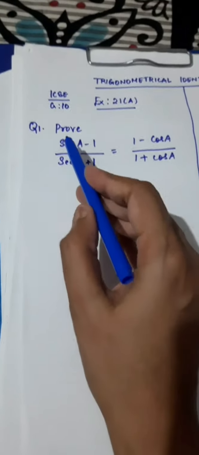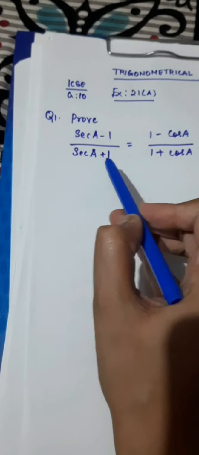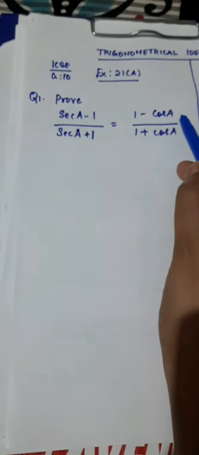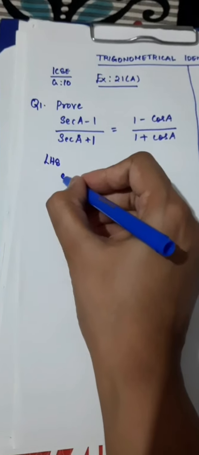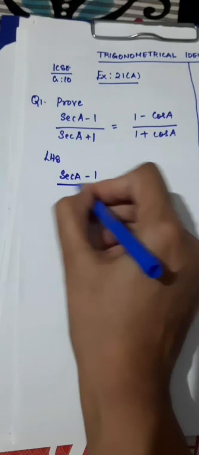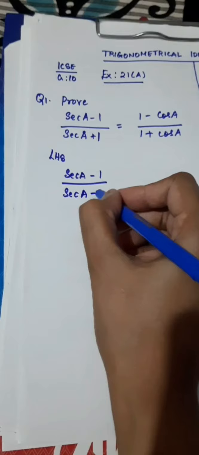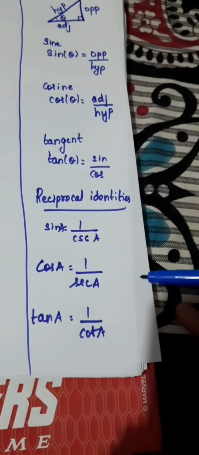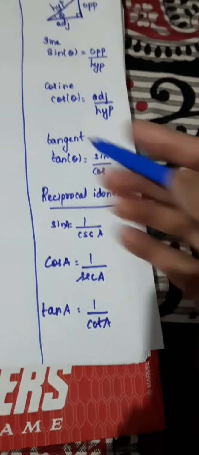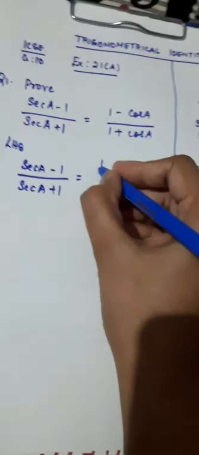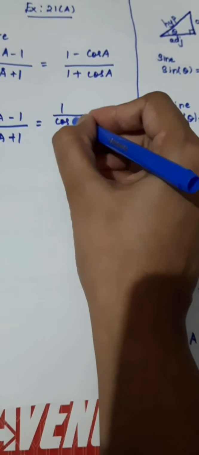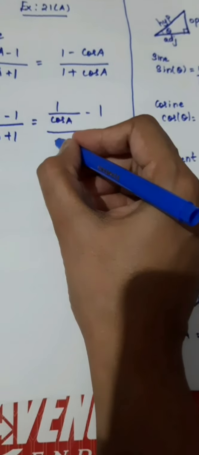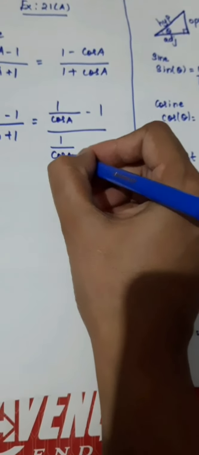First question is, prove (secant A minus 1) by (secant A plus 1) equal to (1 minus cos A) by (1 plus cos A). So we can take LHS, (secant A minus 1) by (secant A plus 1). Secant A can be written as 1 by cos A as per reciprocal identities. So (1 by cos A minus 1) by (1 by cos A plus 1).